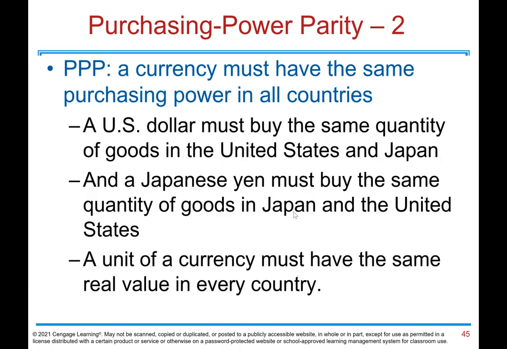Under PPP, a currency must have the same purchasing power in all countries. A US dollar must buy the same quantity of goods in the United States and Japan, and a Japanese yen must buy the same quantity of goods in Japan and the United States. A unit of a currency must have the same real value in every country.